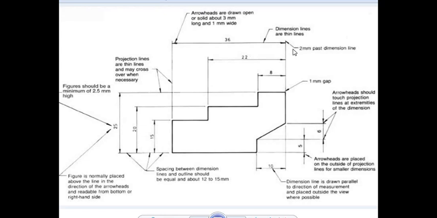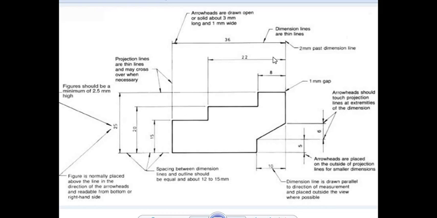And then you have drawn the dimension line parallel, terminated with a filled arrowhead. There are certain details that you can see: 2 mm past the dimension line. That means the extension line that we are drawing, which is sometimes also called a projection line, should extend at least 2 mm past the dimension line.